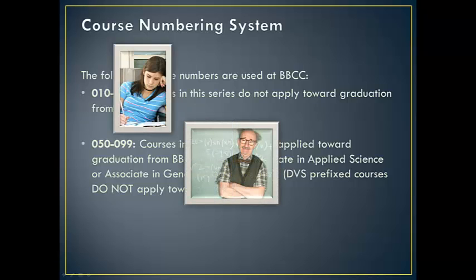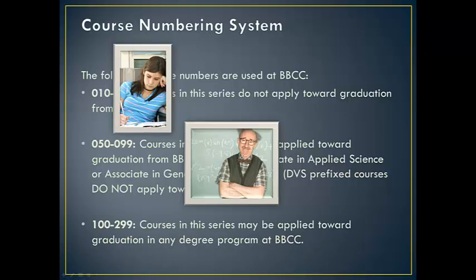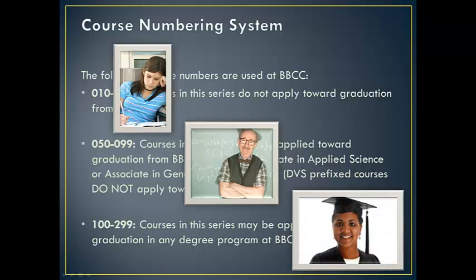There's our picture of our mathematician to help remind you that math is one of the classes between 90 and 99 that can possibly count towards your graduation, but you need to make sure. Then we have courses 100 through 299. Courses in this series may be applied toward graduation in any degree program at Big Bend Community College. Once you reach anything 100 or above, you know that it will count towards a degree in some way.